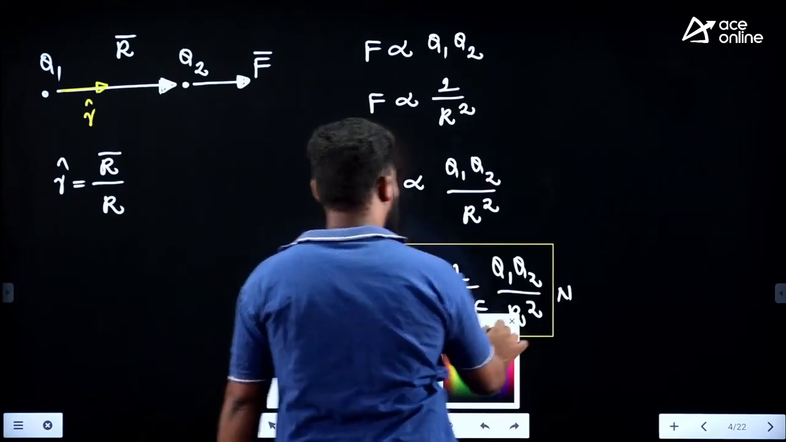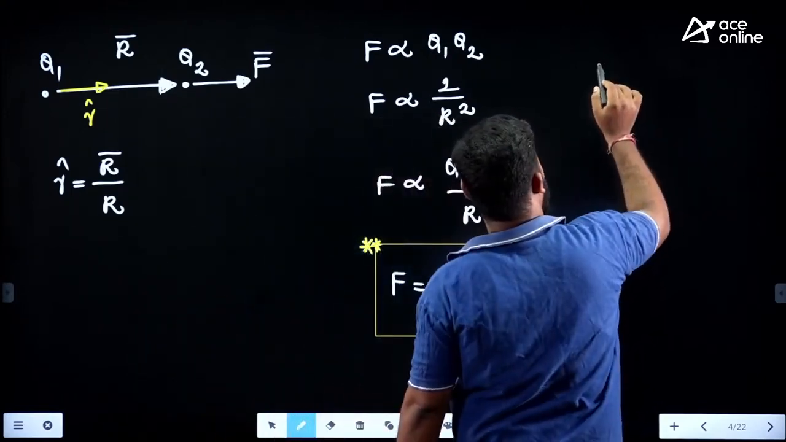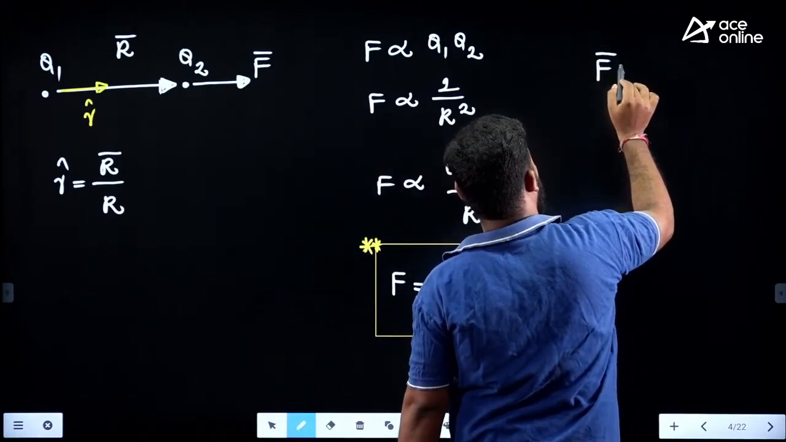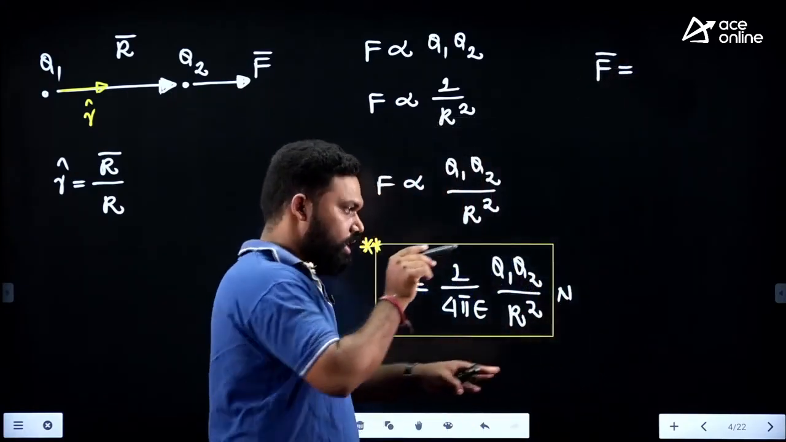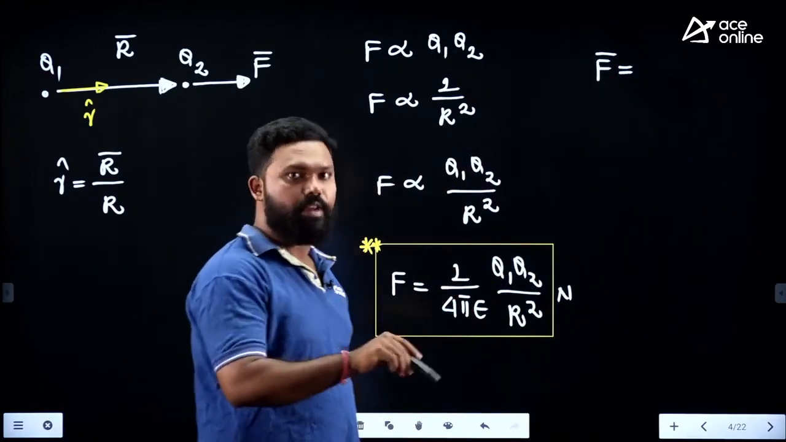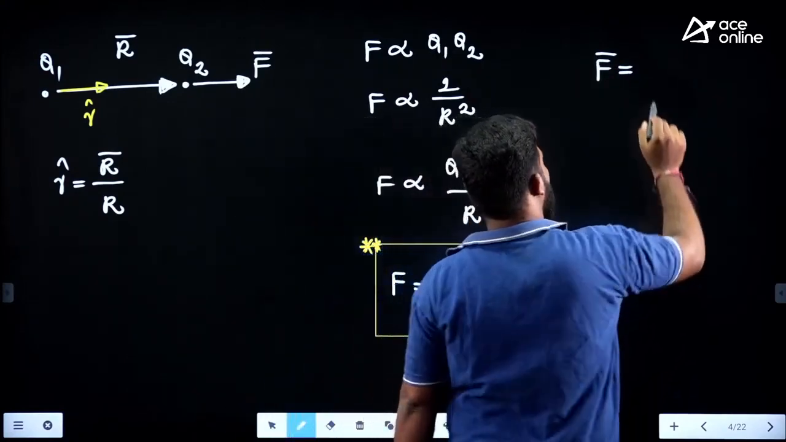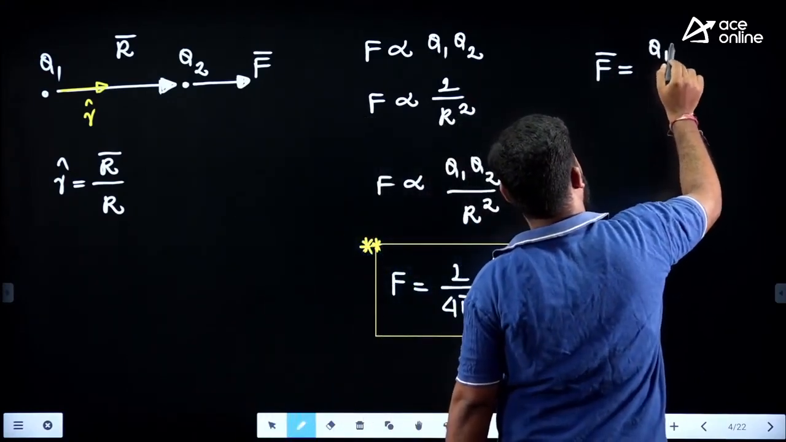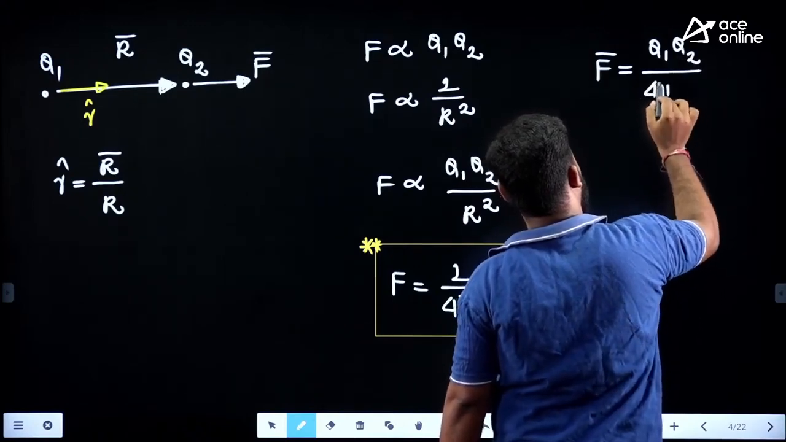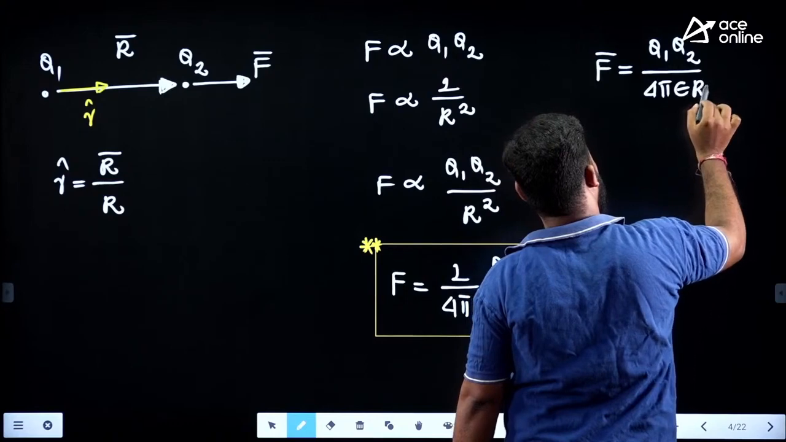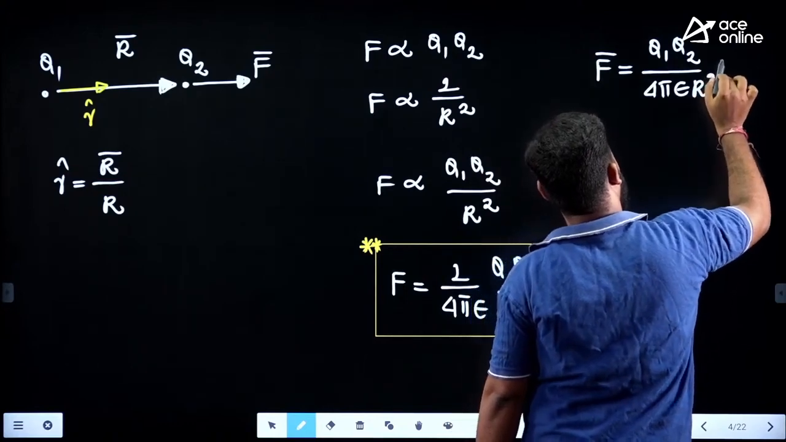So if I want to write this in the vector form, what happens? F vector, I am writing the bar. What does the bar indicate? It is a vector. It has a direction as well. Which is equal to Q1 Q2 divided by 4 pi epsilon r square into r cap.